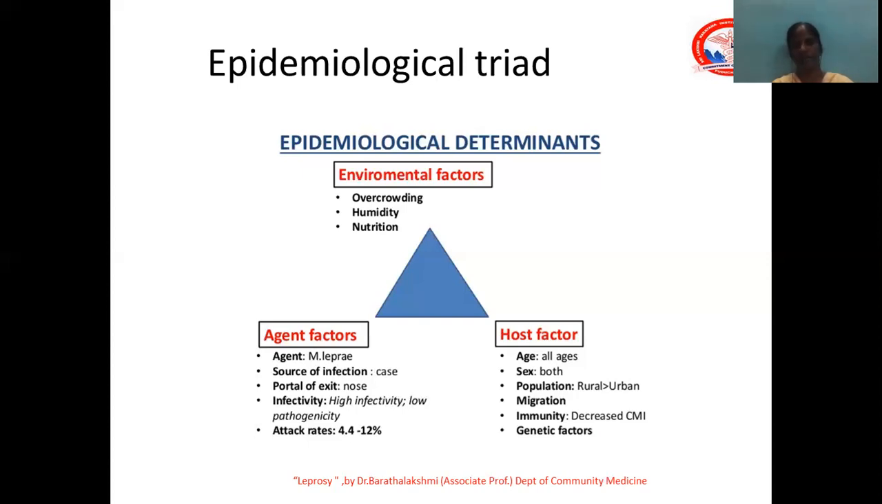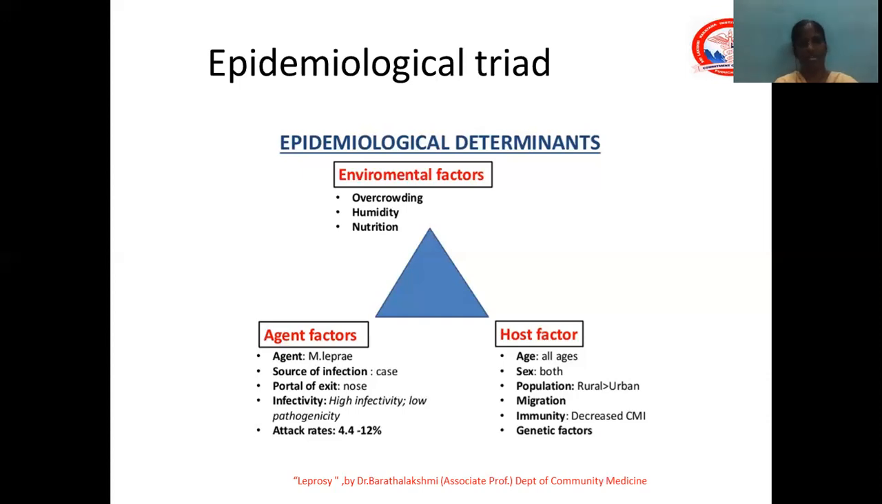lepromatous pattern. So we have 2 spectrums of leprosy: the tuberculoid spectrum and the lepromatous spectrum. The more the immunity, the person presents with the tuberculoid pattern; the less the cell-mediated immunity in his body, he goes for the lepromatous pattern of leprosy. The environmental factors which favor the flare-up of disease include overcrowding, as this is a communicable disease transmitted through nasal secretions and taken in through inhalation. That is the route of transmission.